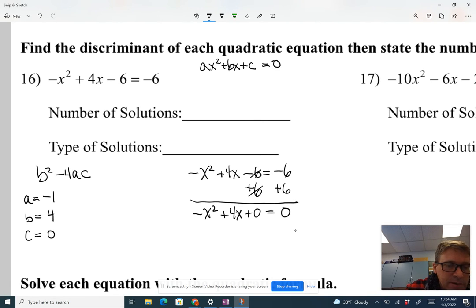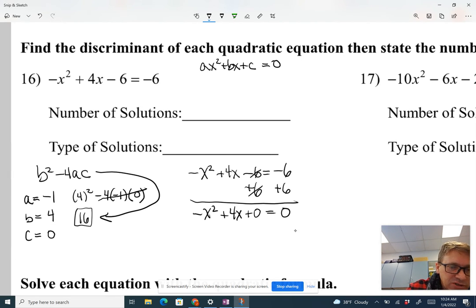And when I plug that into my b squared minus 4ac, I get 4 squared minus 4 times a, which is negative 1, times c, which is 0. Now, the 0 in this multiplication cancels this whole multiplication set there. And it leaves us with 4 squared, which is 16. And so that is the value of our discriminant.